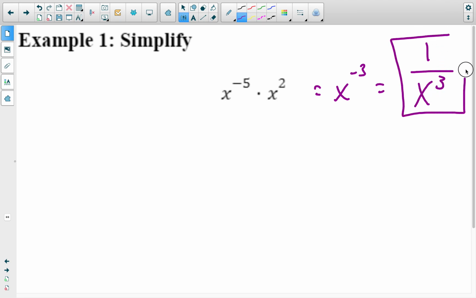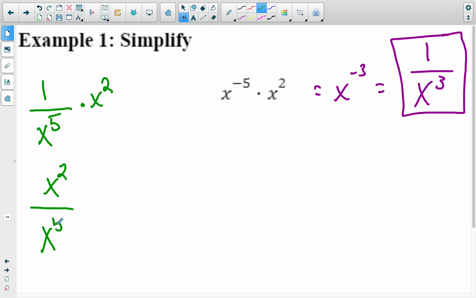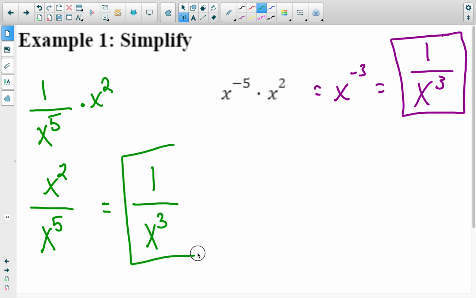Okay. Or if you prefer, another method is to rewrite it first. Rewrite it as 1 over x to the fifth times x squared. And then this is going to turn into x squared over x to the fifth. And then you can use your quotient rule, right? 5 minus 2 is 3, and it's going to stay on the side with the bigger exponent, 1 over x cubed. Either way, you get the same thing.